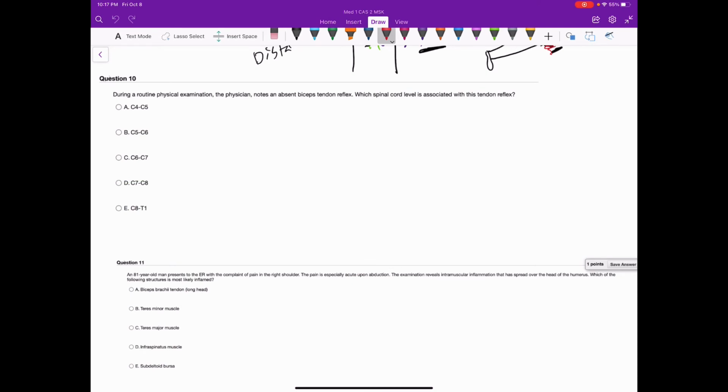Okay, so now I'm going to go over number 10. Number 10, we're going to have what? During a physical examination, the physician notes an absent biceps tendon reflex. Which spinal cord level is associated with this tendon reflex? Okay, so what are we thinking of here?